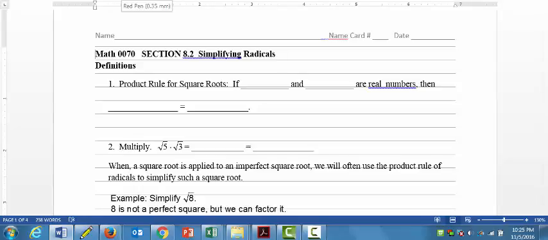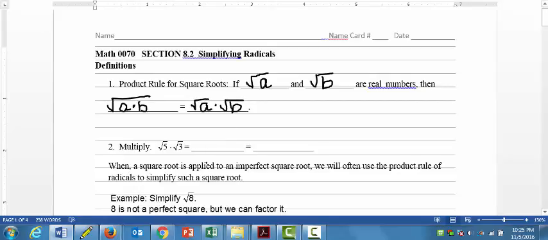Let's take a look at section 8.2, simplifying radicals. We want to use the product rule for square roots, which says if the square root of a and the square root of b are real numbers, then the square root of a times b equals the square root of a times the square root of b. So let's look at using this.